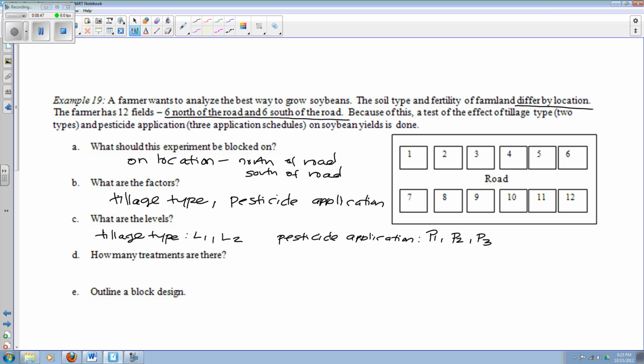So then how many treatments are there all together? Basically, you multiply these 2. It'd be like a 2 by 3 table, so there's going to be 6 treatments.